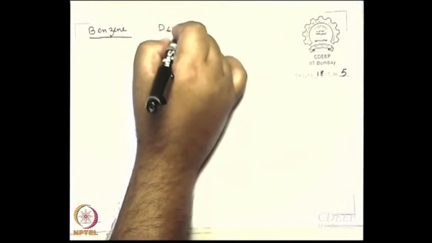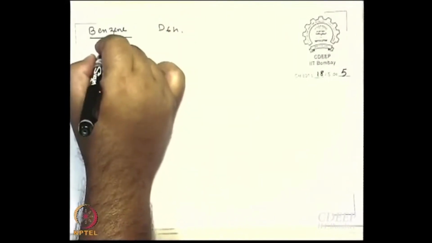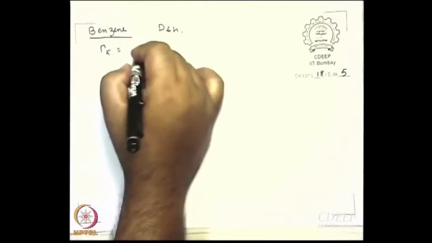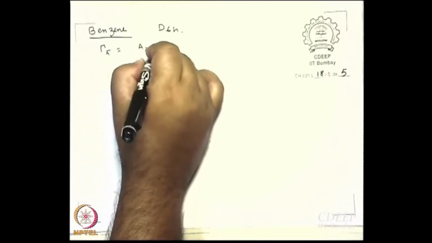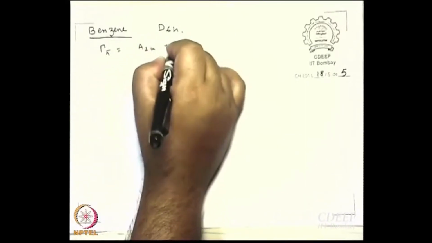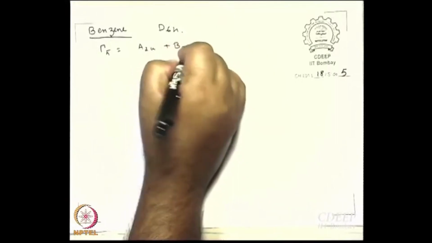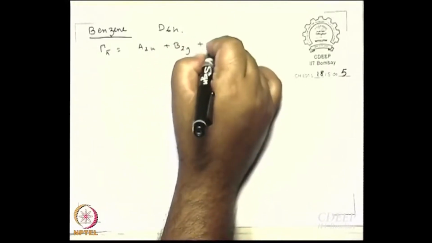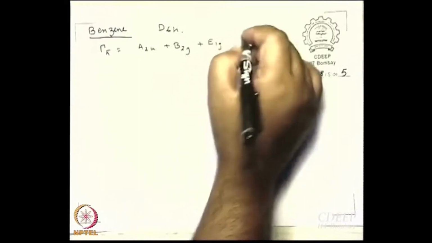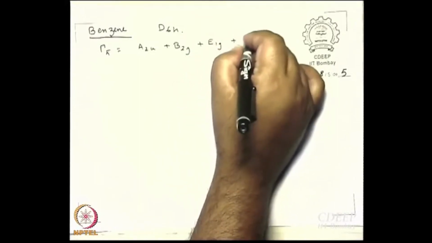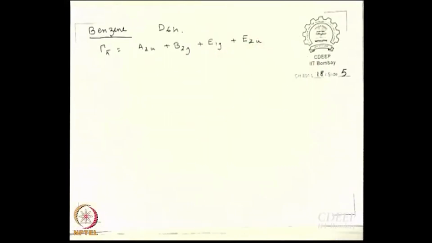This is D6h. Gamma pi turns out to be A2u plus B2g plus E1g plus E2u. I strongly recommend that you work this out yourself, okay, it will be good practice.